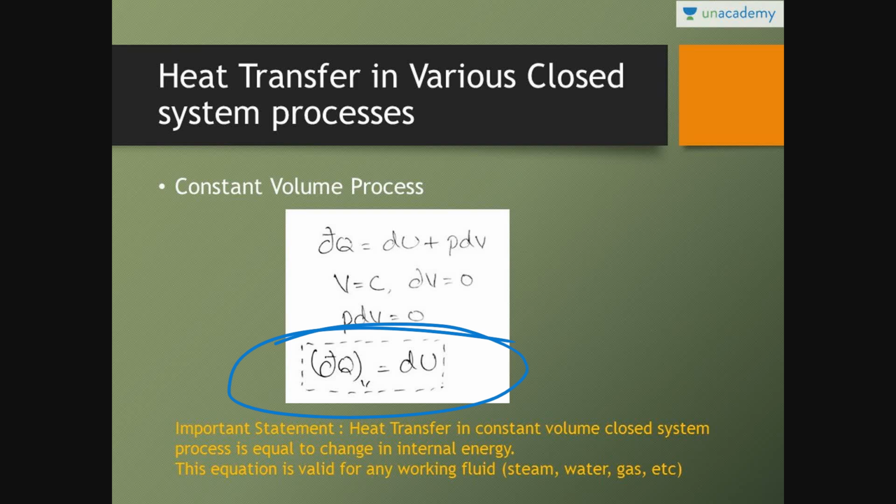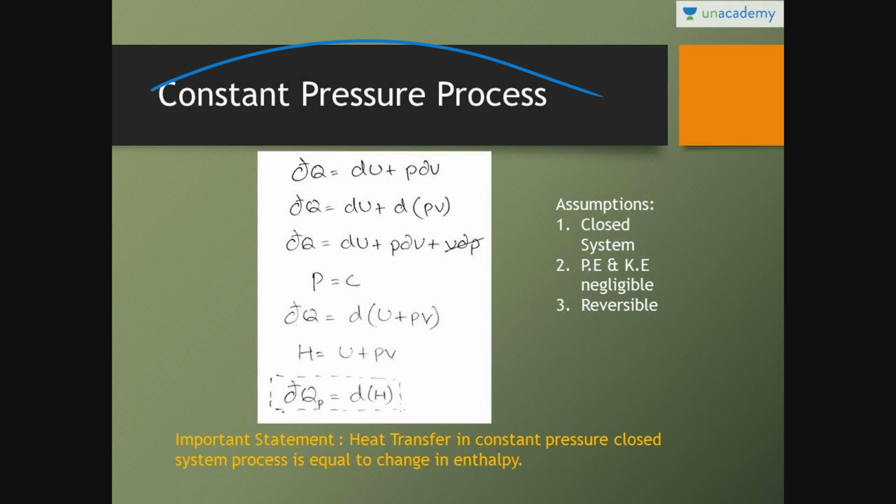That is why we can write du is equal to mcv dt. Always write du is equal to mcv dt because dq is equal to du, and since this is constant volume, cv is the specific heat at constant volume, so dq is equal to du for the constant volume process. Heat transfer in a constant volume closed system process is equal to change in internal energy. Keep in mind this equation is valid for any working fluid, whether it is steam, water, gas, etc.